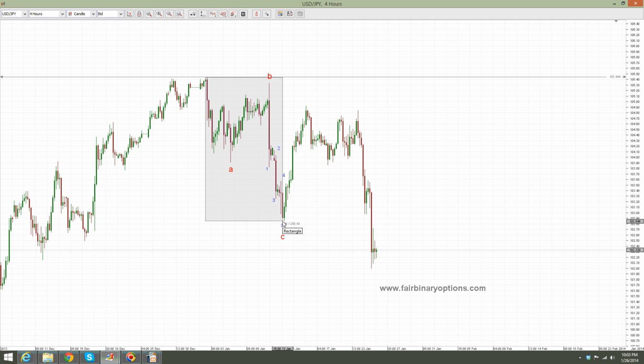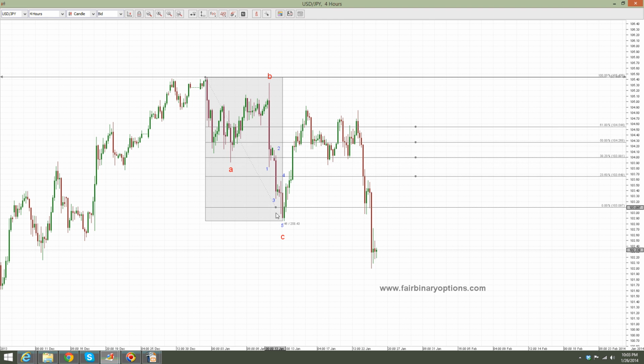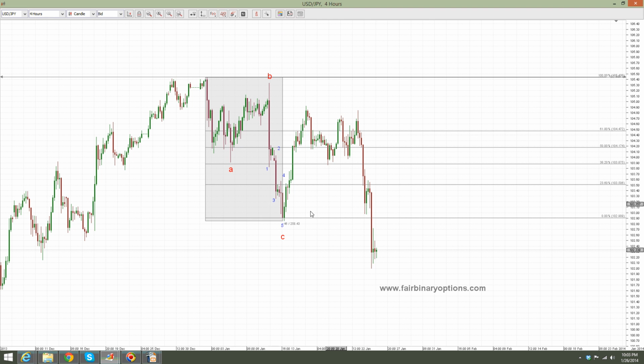But our X wave to the upside normally should not retrace more than 61.8% when compared with the previous wave, with the previous correction. Now this is the previous correction. And as you can see, the move to the upside here retraces more than 61.8%. Therefore, this is not allowable for the X wave.